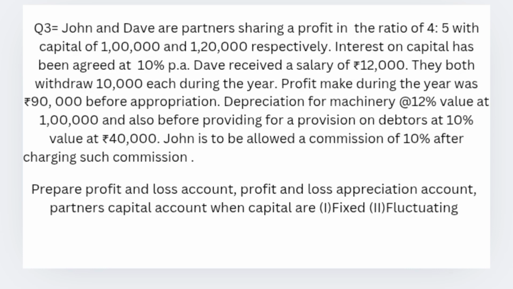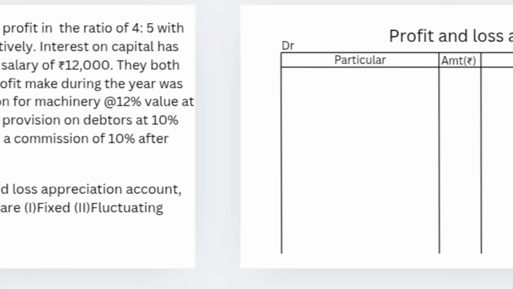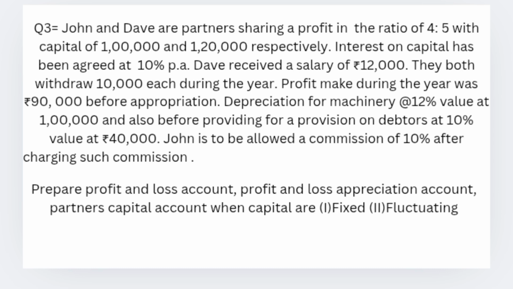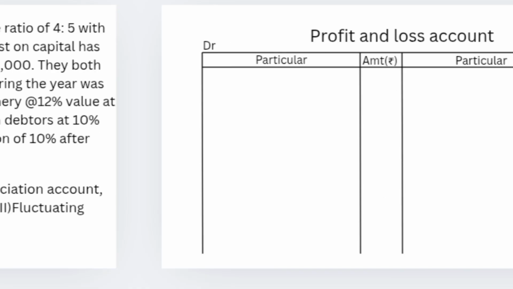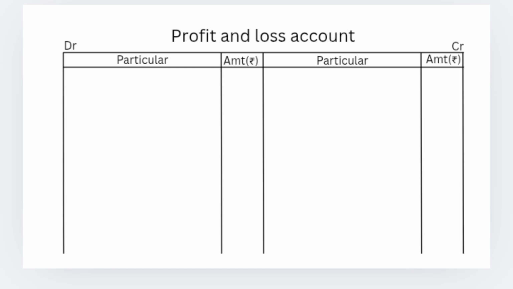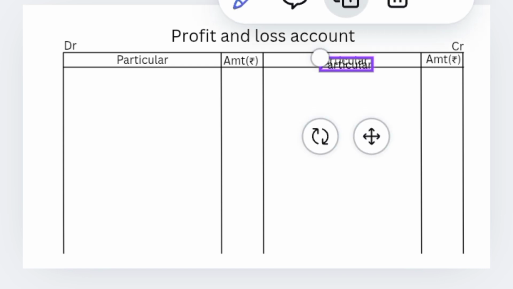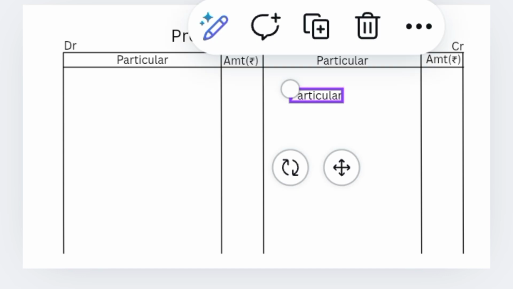So let's prepare profit and loss account. The first item in the profit and loss account is the profit made during the year, which is 90,000, and we write it to the credit side of the statement. And remember guys, profit and loss account is also known as the income statement.